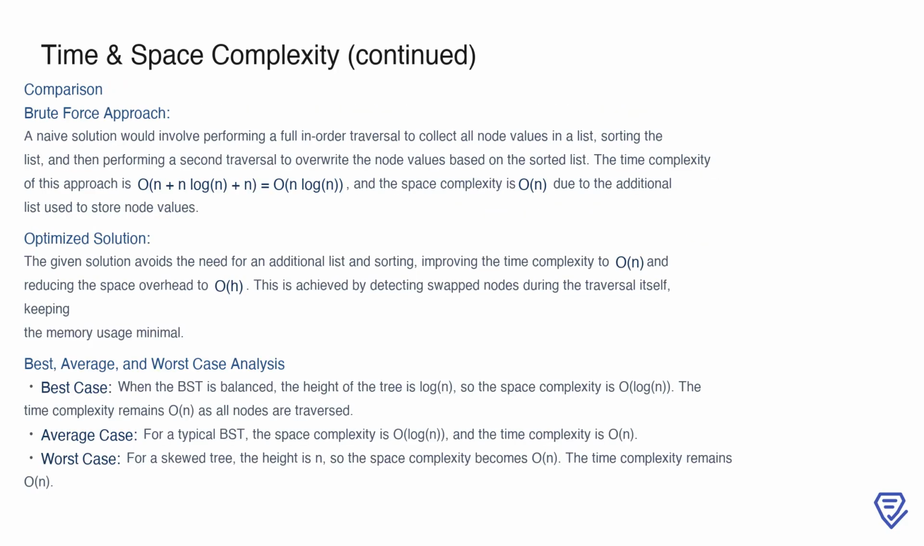To understand the efficiency of this solution, let's compare it to a brute force approach. A naive method would involve performing an in-order traversal to collect all the node values in a list, sorting the list, and then conducting a second traversal to overwrite the node values based on the sorted order. This approach would have a time complexity of O(n + n log n + n), which simplifies to O(n log n), and a space complexity of O(n), due to the additional list used for storing node values.